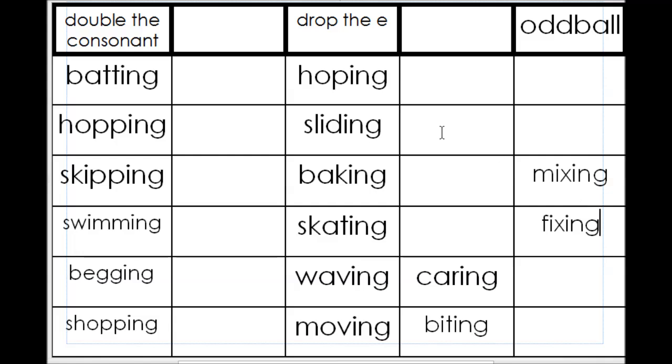All right, here's a brain buster. If I have the word sleep, how am I going to make it sleeping? So far we've talked about short vowel, long vowel. Short vowel needs two consonants. Long vowel, you drop the E and add ing. Look here. Sleep is a long vowel. Does that mean I have to drop the E and add ing? No, it doesn't mean that.